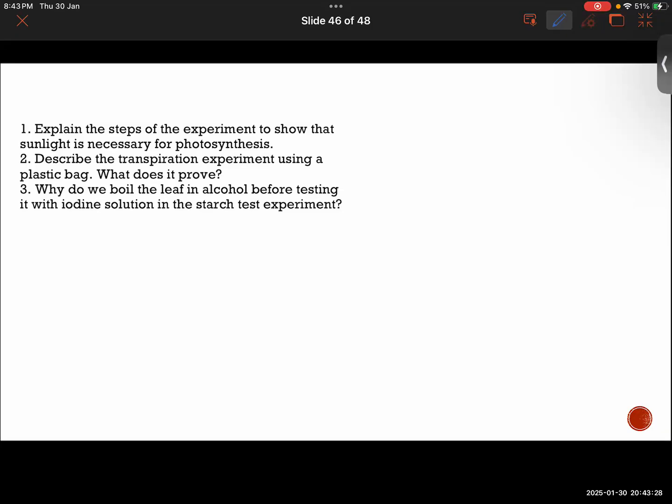No. The question is saying, why do we boil the leaf in alcohol before testing it with iodine solution in the starch test experiment? Ayush, any clue about this one? Sir, to remove chlorophyll. Exactly. To remove chlorophyll. Later on, you dip it in the cold water to remove any ethanol, any alcohol present on it.